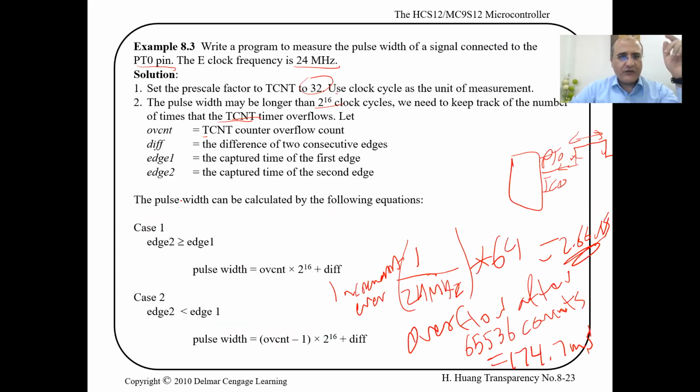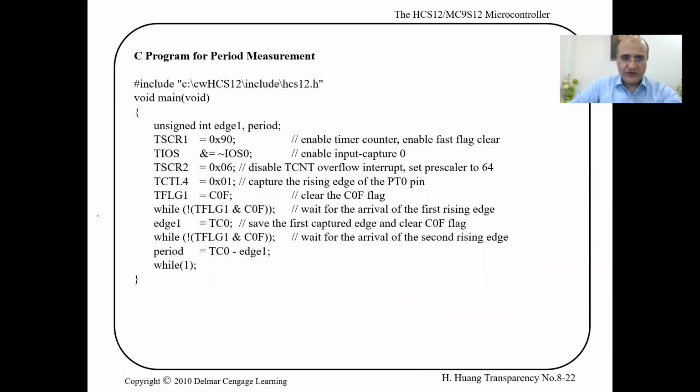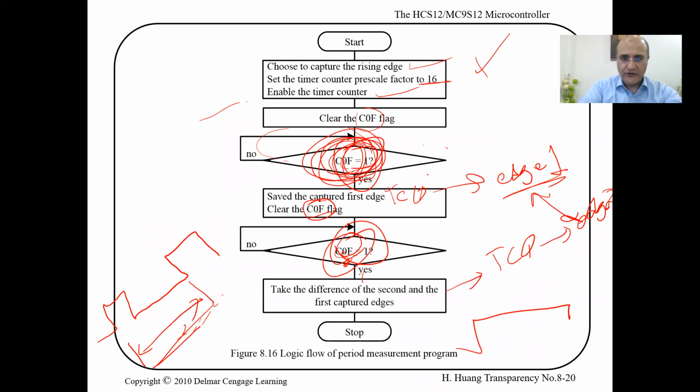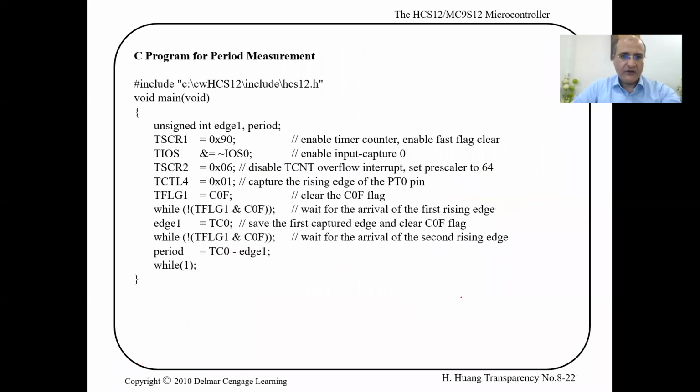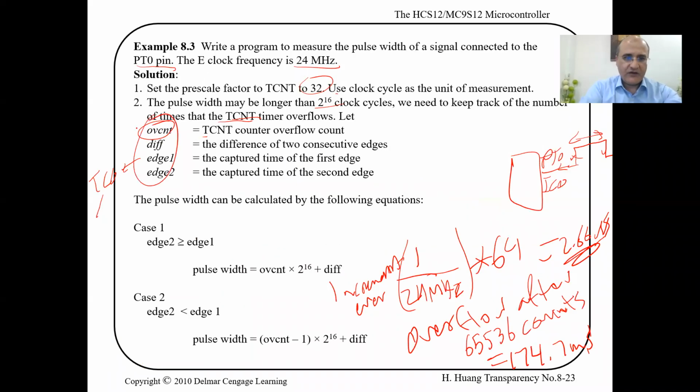And the way to compute the time: you have the overflow counter that counts inside every interrupt. Capture the value of the timer channel 0 using this way. Here you capture edge 1, here you capture edge 2. Then you will have all these variables. Your pulse width will be like this.